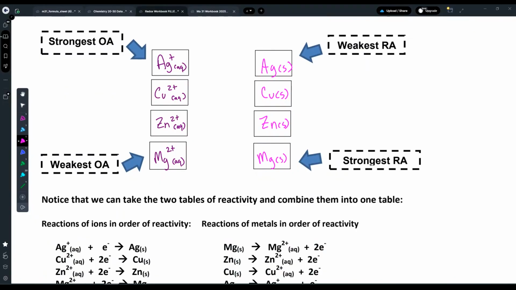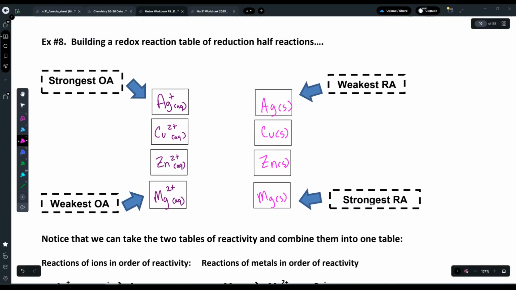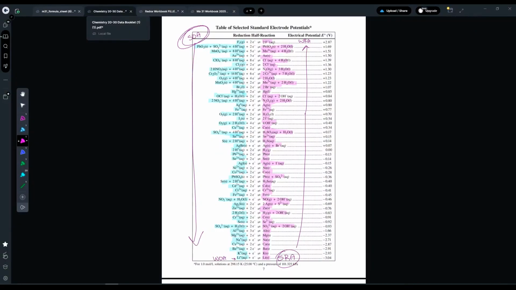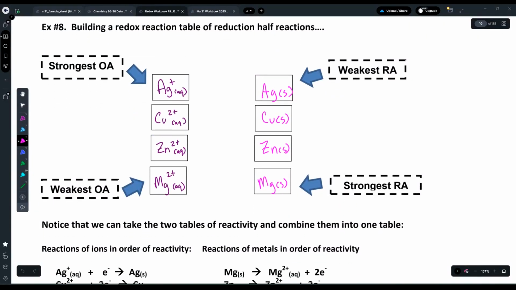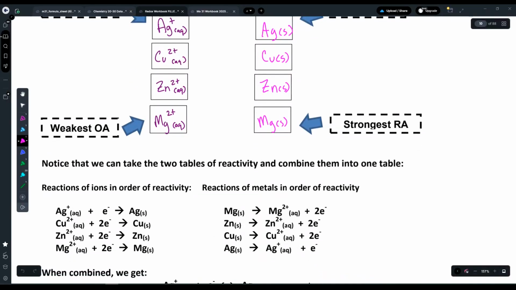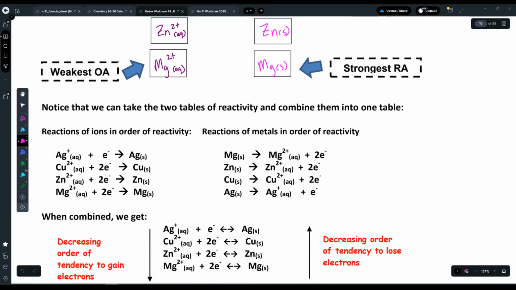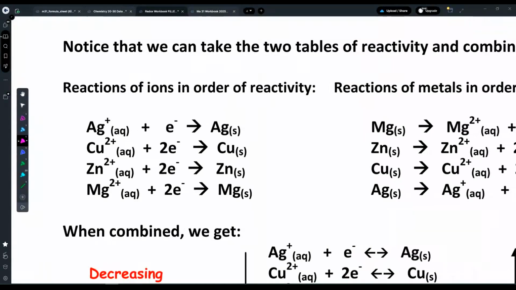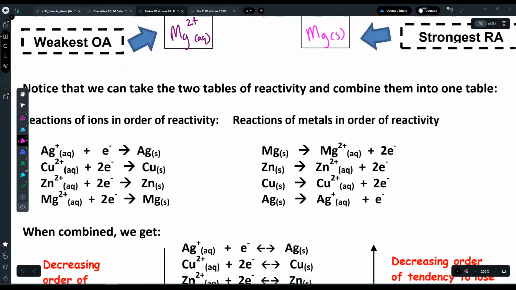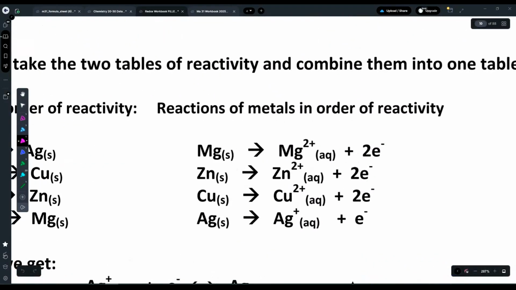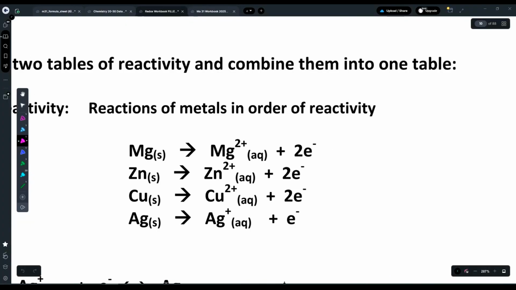Now that we have that done, just notice that this is starting to follow the same trends. It's on a smaller scale, but it follows the same trends as the redox table on page 7 of our data booklet, where our SOA is in the top left and our SRA is in the bottom right. So we're kind of building our own little redox table. We can take the two tables of reactivity and combine them into one table here. We have all of our reduction reactions where the electrons are being gained, and we know that because they're on the reactant side. Whereas on this other side, everything's undergoing oxidation, and we know that because all of the electrons are on the product side.